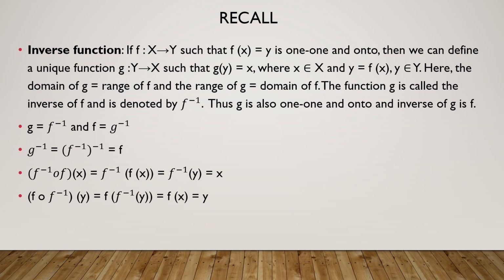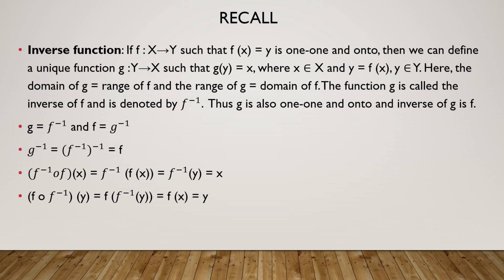If f is a function from X to Y such that f(x) is equal to y, and if this function is one-one and onto, then we can define a unique function, say g, from Y to X such that g(y) equals x, where x belongs to X and y is equal to f(x). Here, the domain of g is the same as the range of f and the range of g is the same as the domain of f.